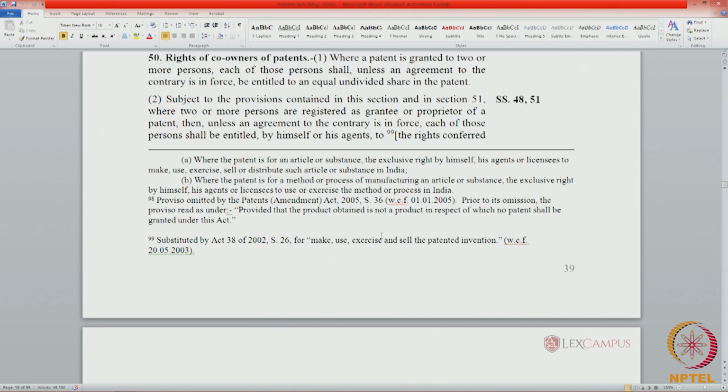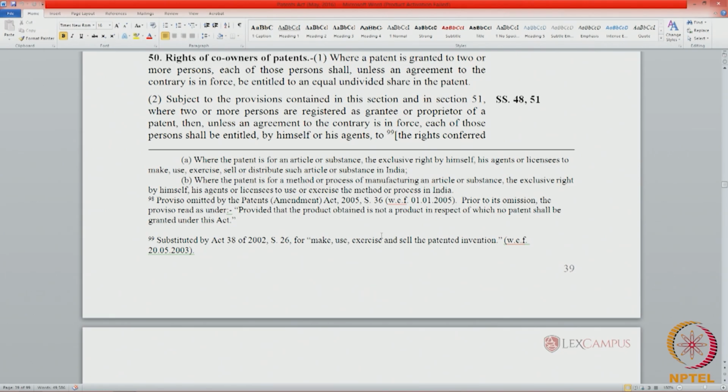Section 50, Right of Co-owners of patents. So far, we had seen provisions where there were joint applicants, and how, if there were any disputes with regard to joint applicants, those disputes would be addressed by the controller. We saw this in section 20. The controller has certain powers to make orders regarding substitution of applicants, and we saw specific cases where an application was made jointly by more than one applicant.